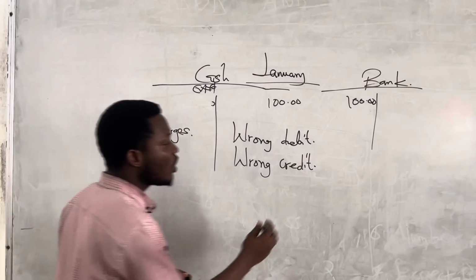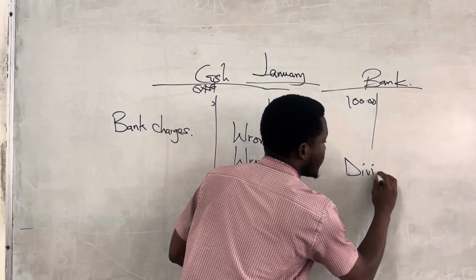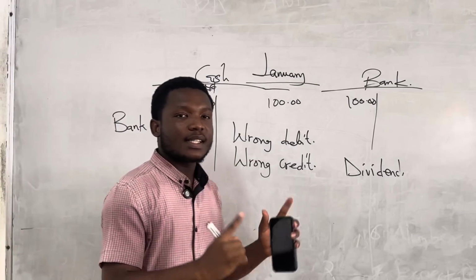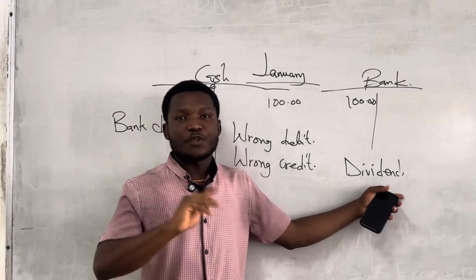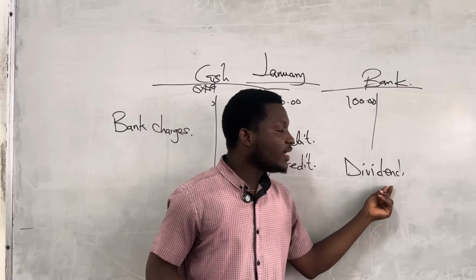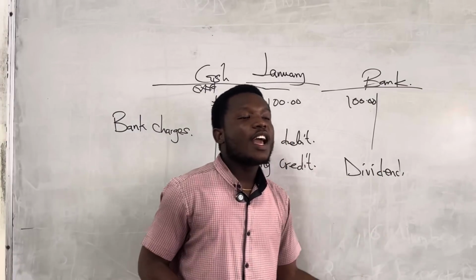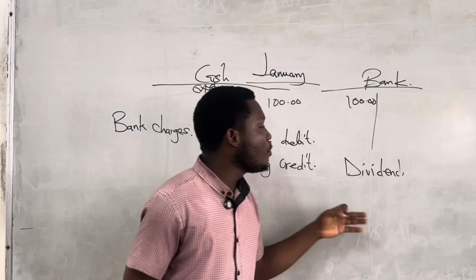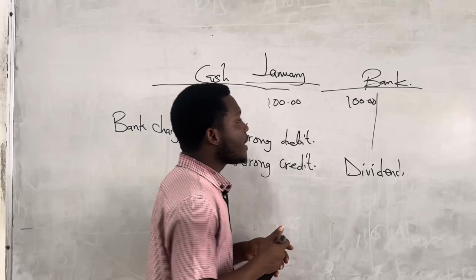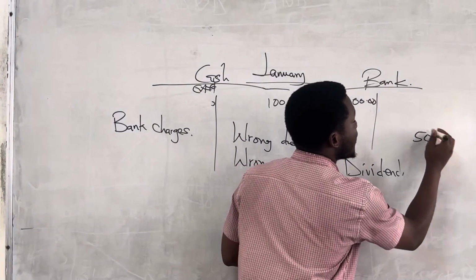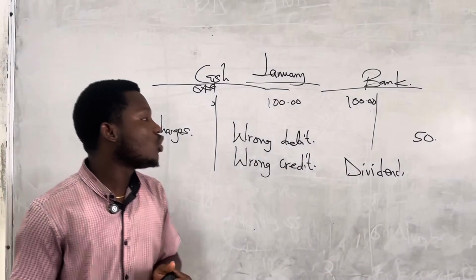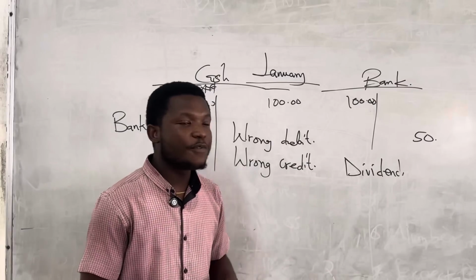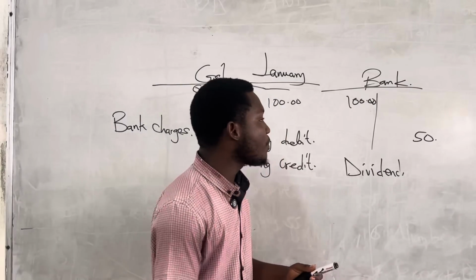Now we have something we call dividend. In the business sense, dividend is different from profit. We get dividend from profits. Every business aim is to make profit. So you may end up making a profit of, let's say, 50 cedis during the year or during the month that you are preparing your statement.